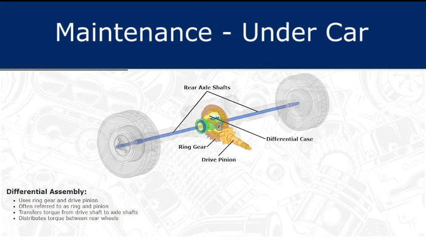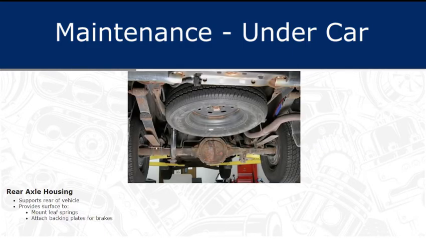The rear axle assembly uses a ring gear and drive pinion in a differential assembly to distribute torque evenly between the rear wheels. In addition, the rear axle gear set transfers torque from the drive shaft to the axle shafts. Note that the ring gear and drive pinion is often referred to as the ring and pinion. The rear axle housing supports the rear section of the vehicle and provides a surface for mounting the leaf springs and attaching the backing plates for the brake components.